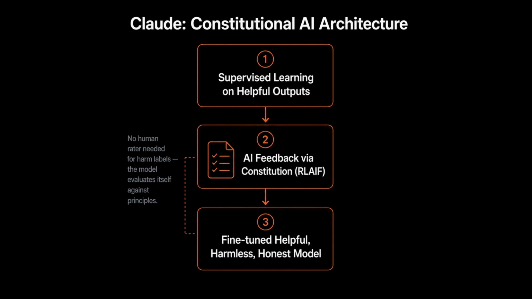This approach, often called RLAIF, or reinforcement learning from AI feedback, reduces dependence on human labeling at scale. Anthropic's argument is that this produces more consistent alignment because you're not dependent on the variability of individual human labelers. The constitution includes things like be helpful, harmless, and honest, but operationalized into specific concrete principles the model can evaluate against.